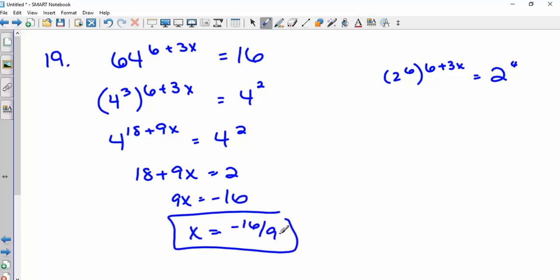Nice thing about these, they're very easy to check. You just plug them back in the original and see if it works. Okay, number 20.